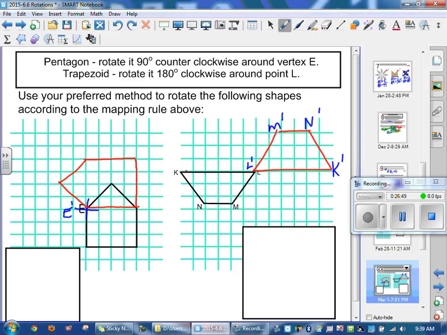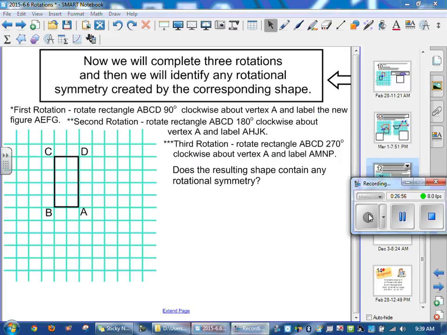Here's another example. It says we're now going to complete 3 different rotations all at once, and then identify any rotational symmetry created by the object. So we're going to rotate it 90 clockwise first around A, and then name our new one. After that, we're going to rotate the angle 180 clockwise. And that's the original. How come the original? Do you see prime ticks there? No, so we're still rotating the original again.